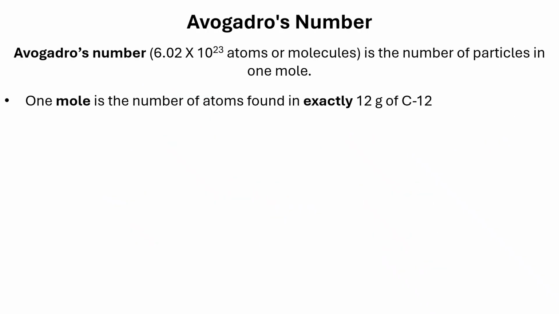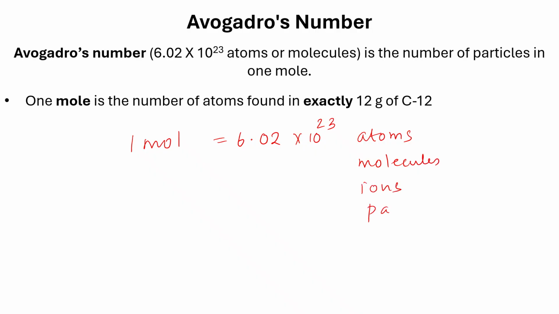Avogadro's number. Avogadro's number is the number of particles in 1 mole. 1 mole is defined as the number of atoms found in exactly 12 grams of carbon-12. So if you take 1 mole of any substance, that equals 6.02 × 10^23 atoms, molecules, ions, or we can say particles.